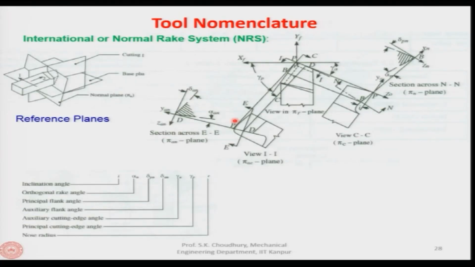Next is another one which is called the international or normal rake system. This is called international because this is the system which all the countries are trying to adopt gradually, so that a tool purchased from anywhere can be used anywhere. Right now, if you are purchasing a tool from the United States, you cannot straight away use it here, because you have to convert those angles into the angles that you have adopted in your country. In India we are adopting the ORS, that is the orthogonal rake system.